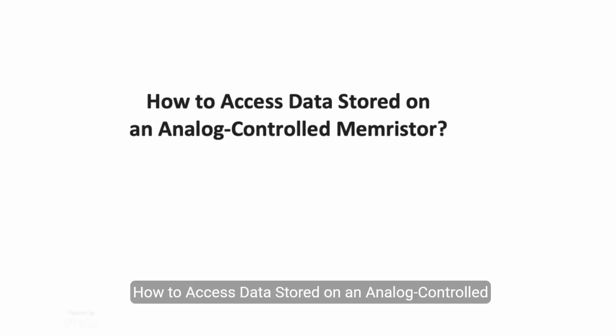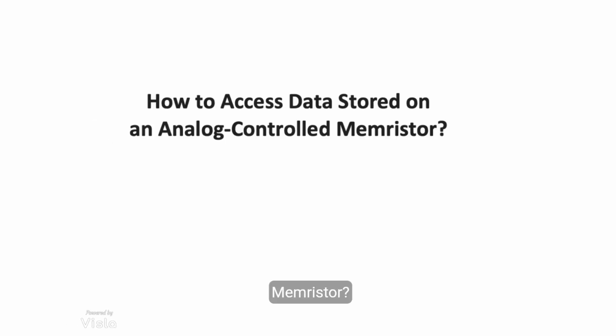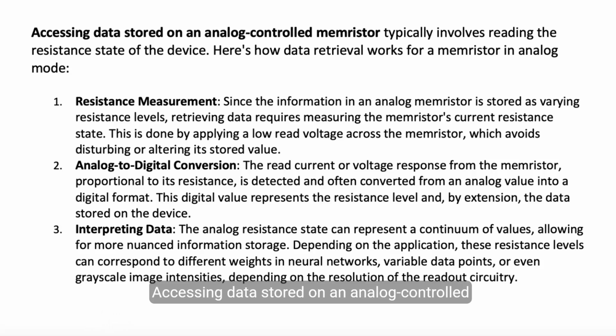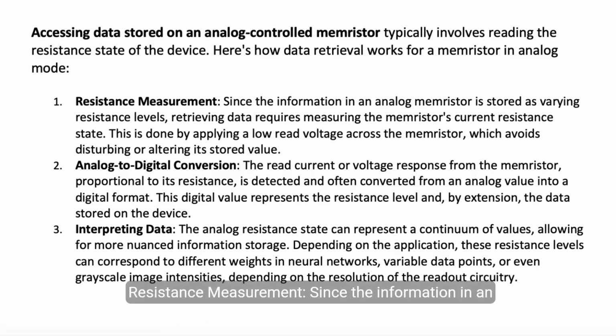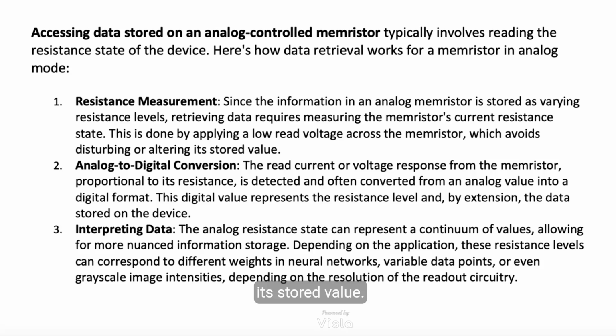How to access data stored on an analog-controlled memristor? Accessing data stored on an analog-controlled memristor typically involves reading the resistance state of the device. Here's how data retrieval works for a memristor in analog mode. 1. Resistance measurement. Since the information in an analog memristor is stored as varying resistance levels, retrieving data requires measuring the memristor's current resistance state. This is done by applying a low read voltage across the memristor, which avoids disturbing or altering its stored value.